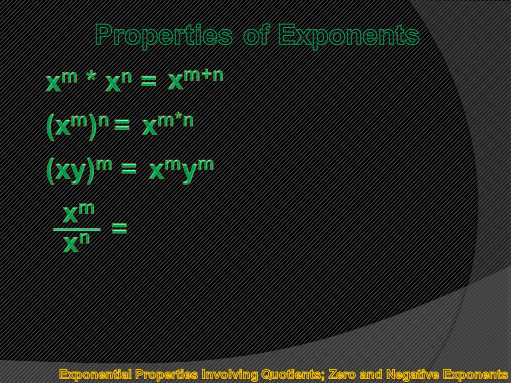How about x to the m power divided by x to the n power? That's kind of like the first one. In the first one, we were multiplying two variations of x, and we added the exponents. In this case, we're dividing two powers of x, and we're going to subtract the exponents. It equals x to the m minus n power.